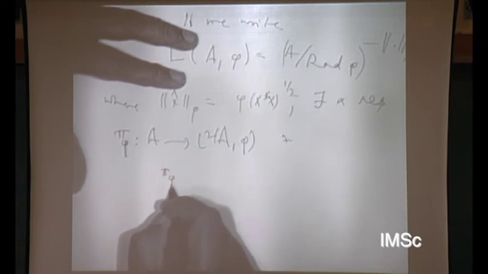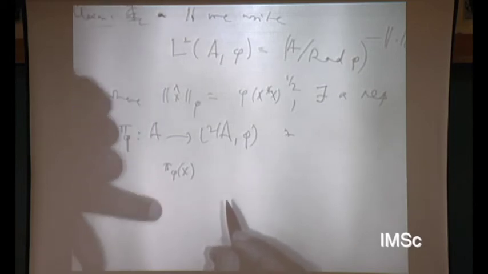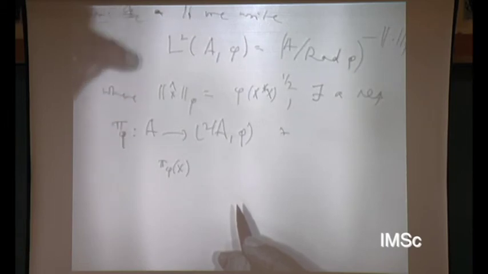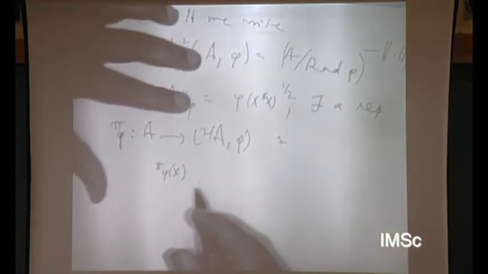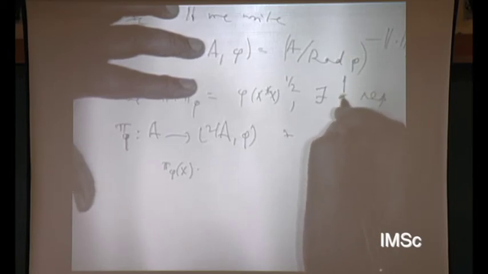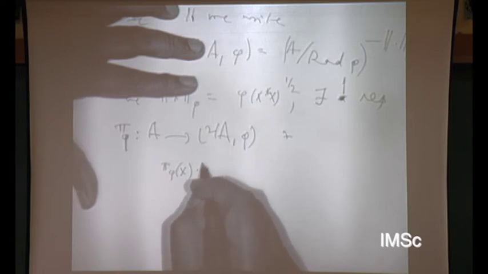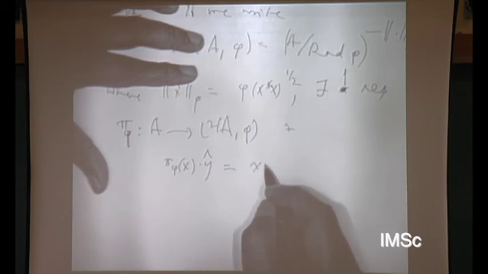pi phi of x. So it is enough to specify what it does on a dense space. See, things of the form x hat are elements of this dense space of L2. So I define this, so there exists a unique representation, pi phi of x of y hat equal to xy the whole hat.